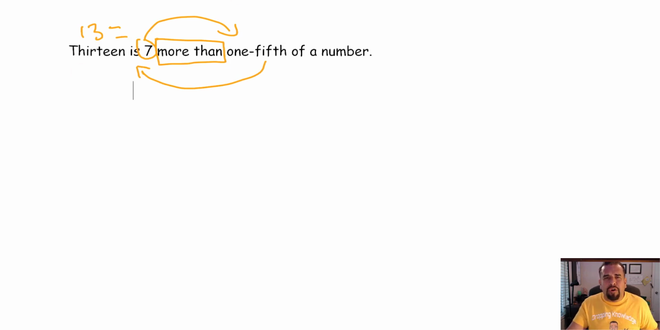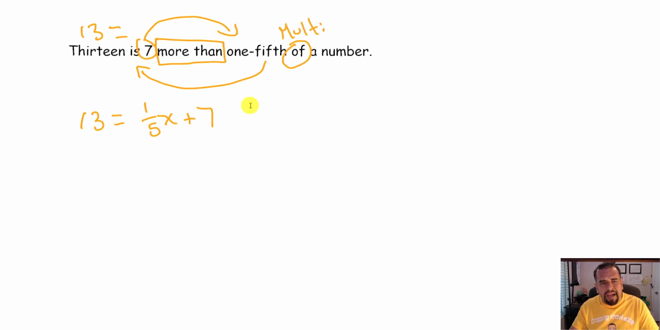You can write it in that order. I know we're used to writing the equal sign on this side and so forth. It doesn't matter where the equal sign is. So it's still going to be the same thing. So let's see. 13 is 7 more than 1/5 of a number. So that means 1/5 of a number plus 7. That's it. Remember this right here, of means to multiply.